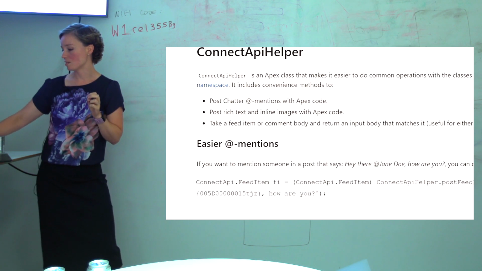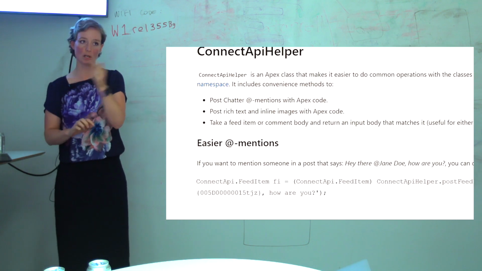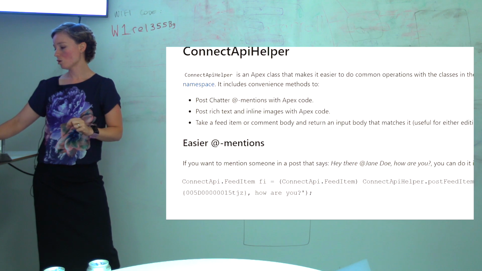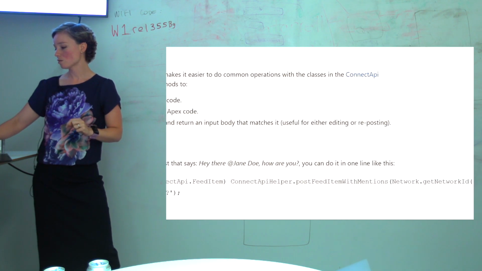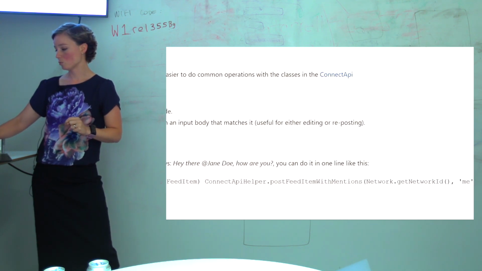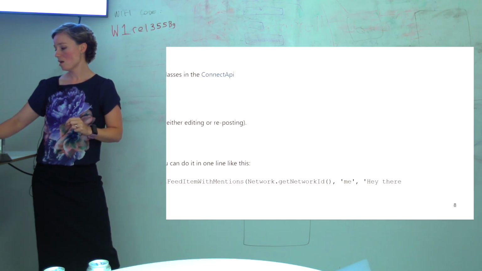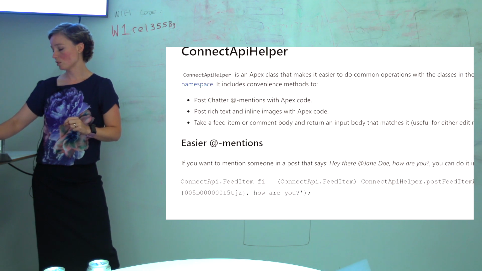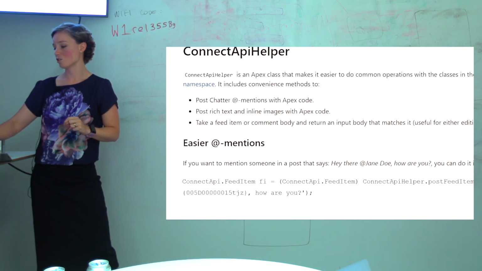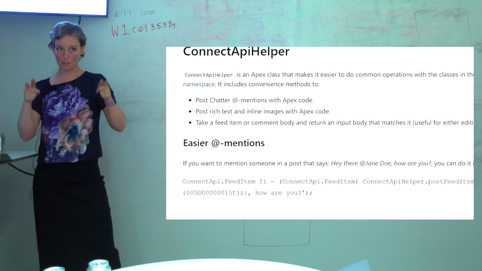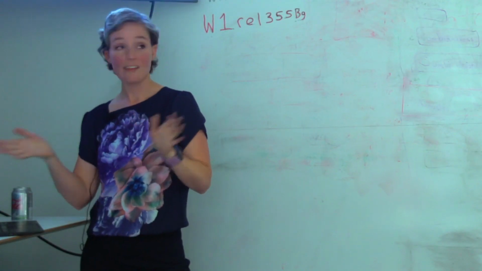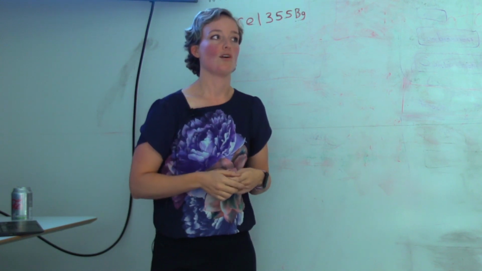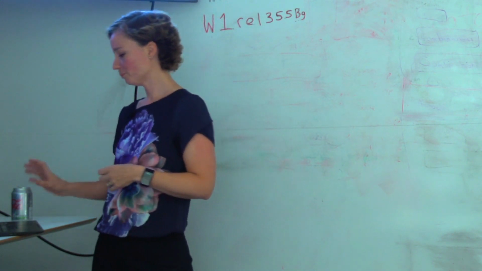And what you can then do is do the exact same thing what I showed you on the last slide with one line of code, where you call your ConnectAPI helper class, you call the post feed item with mentions method, and then you just pass in where you want the posts, what the text is, and an at mention just goes through inside the squiggly brackets, and that's it. So that could make your life a lot easier if you're doing a lot of automation on chatter.